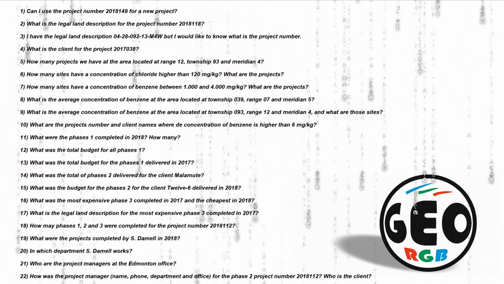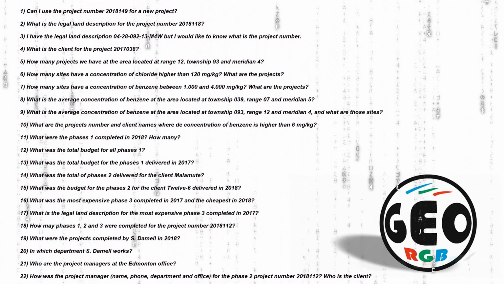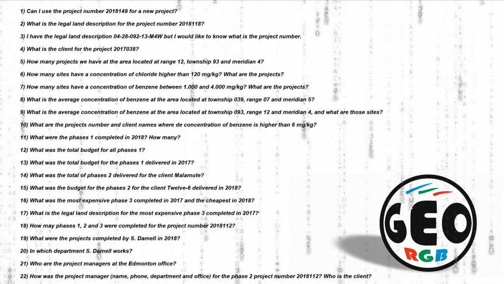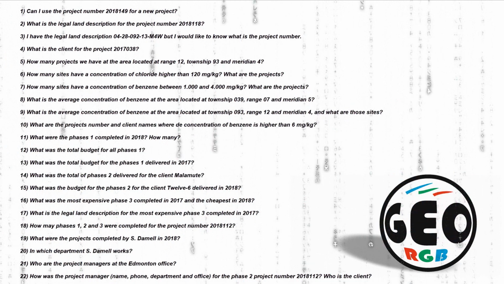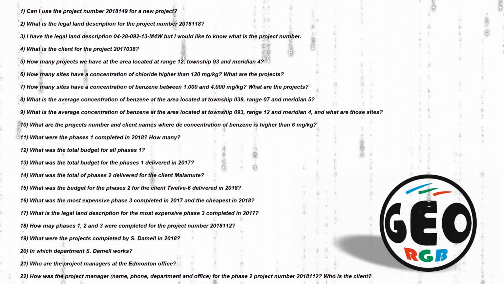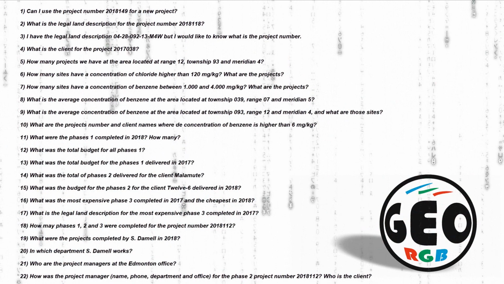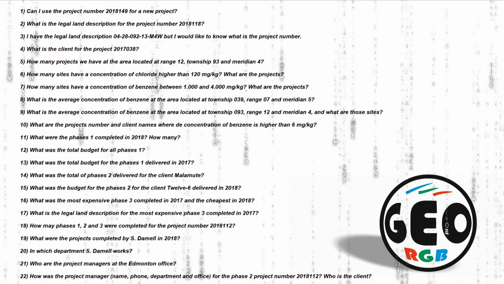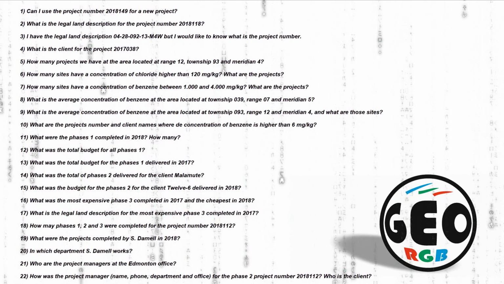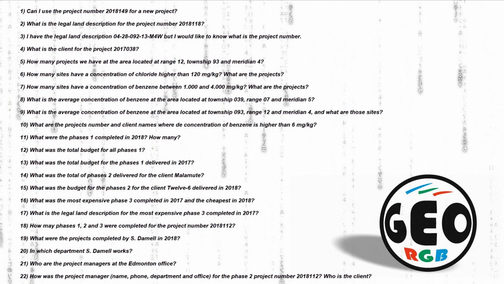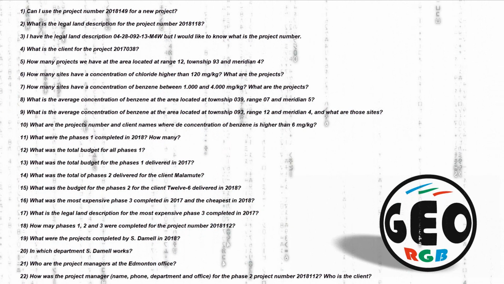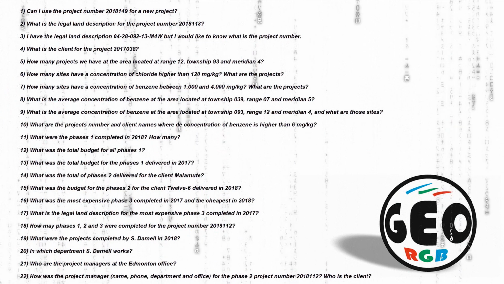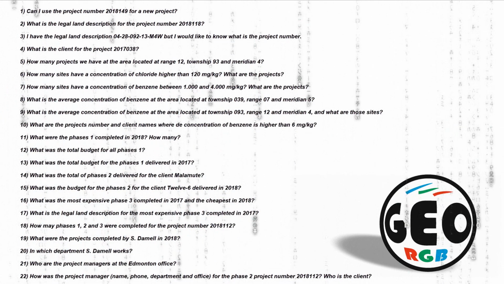17. What is the legal land description for the most expensive phase 3 completed in 2017? 18. How many phases 1, 2 and 3 were completed for the project number 2018112? 19. What were the projects completed by SDAML in 2018? 20. In which department does SDAML work? 21. Who are the project managers at the Edmonton office? 22. What is the project manager name, phone, department and office for the Phase 2 project number 2018112? Who is the client?